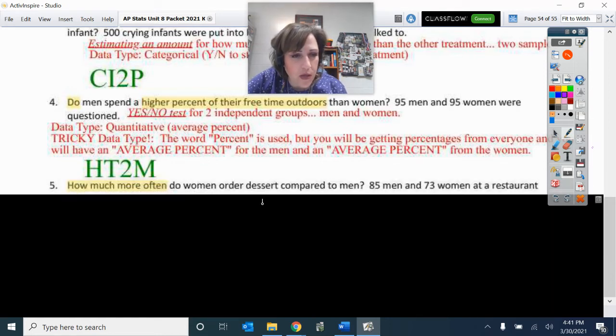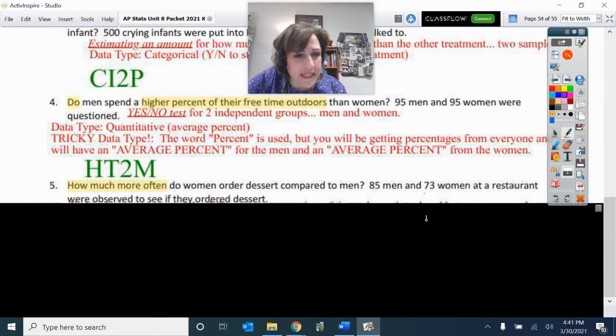Here we go. Ooh, how much more often? I think that's going to be an interval. Ooh, I got 2 different independent groups. Looks like 85 men and 73 women. Okay, so interval for 2 samples, but let's see, what is this?